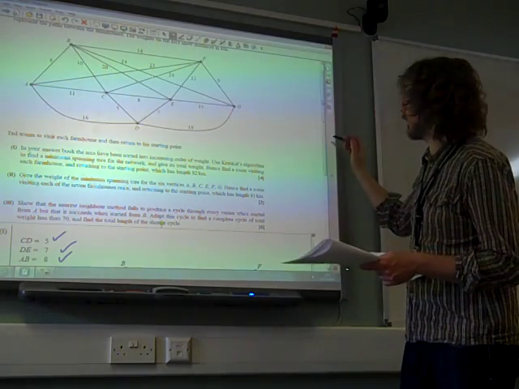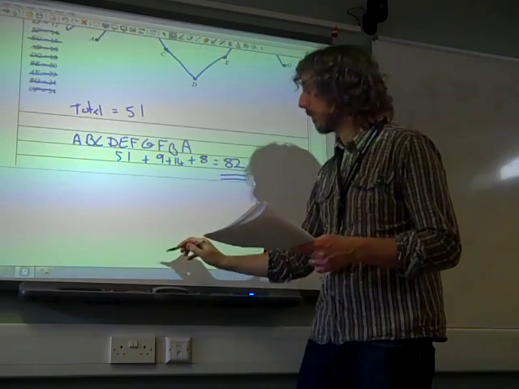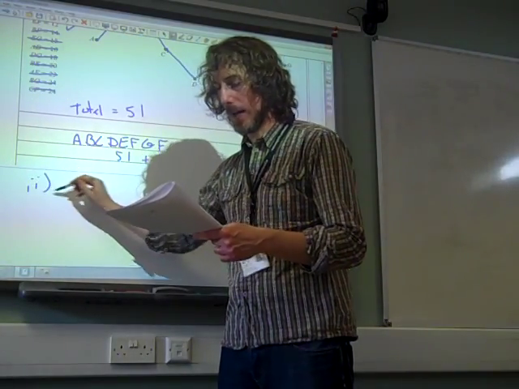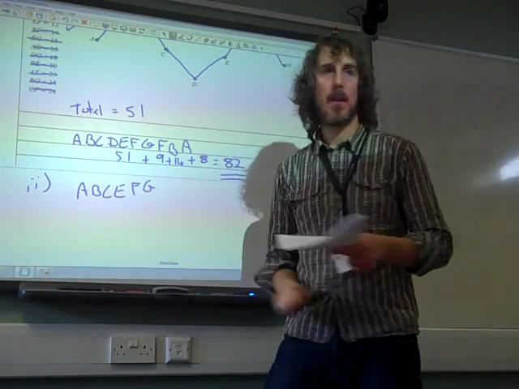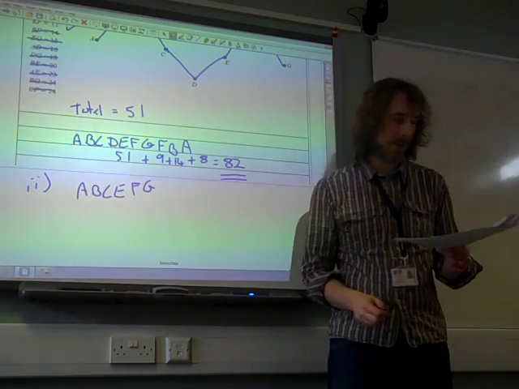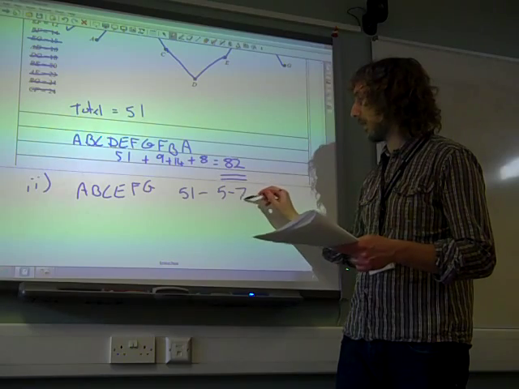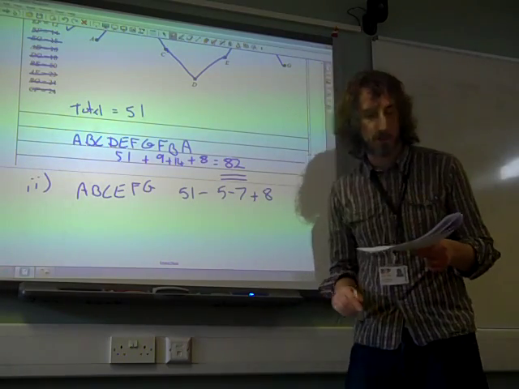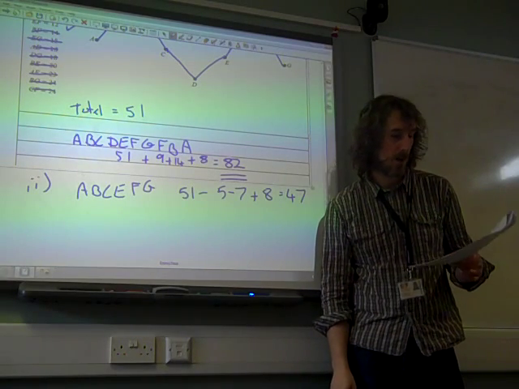So our new spanning tree, if we did that in part 2, would be A, B, C, E, F, G. So that would be the 51 that we had before, but we've removed the 5 and the 7, and we've added in the 8 to replace them, which equals 47 as our length for that.